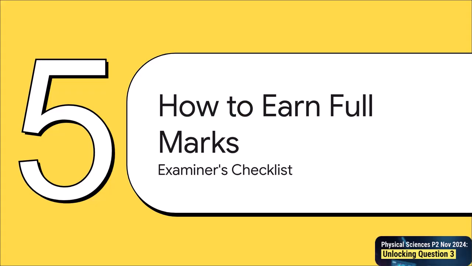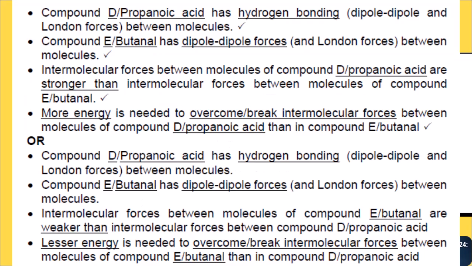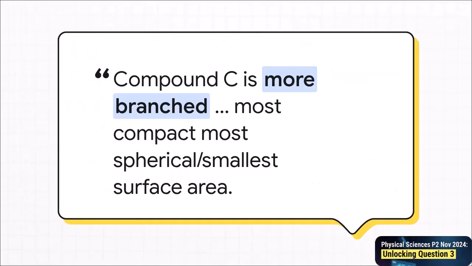So getting the right answer is great, but writing it down in the language the examiners want to see, well, that's a whole other skill. Let's peek behind the curtain and see exactly what phrases you need to use to get every single mark. This comes straight from the marking guide. For that first comparison about the isomers, you have to use the key words. The examiner literally has a checklist, and they are looking to tick boxes for words like more branched, more compact, or smallest surface area. You have to use their language.